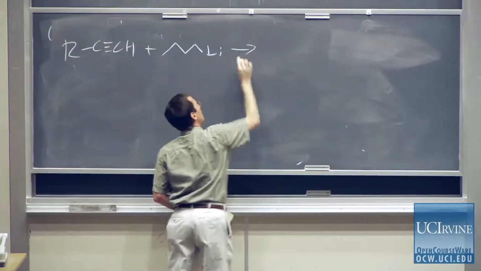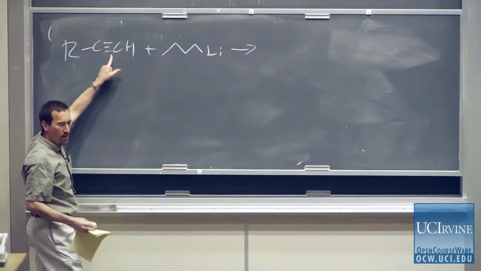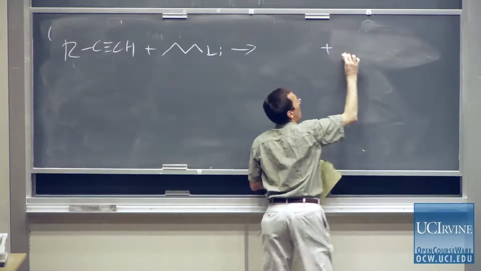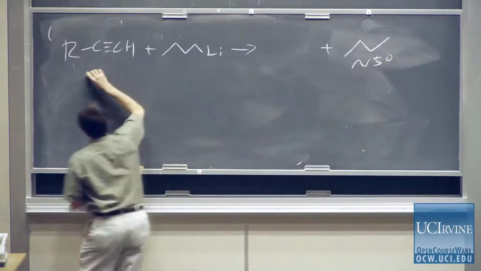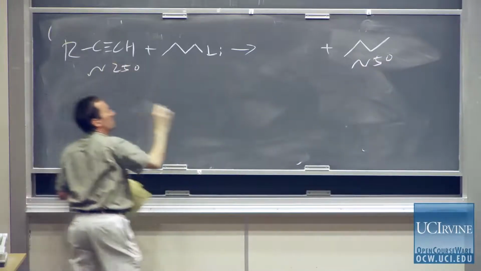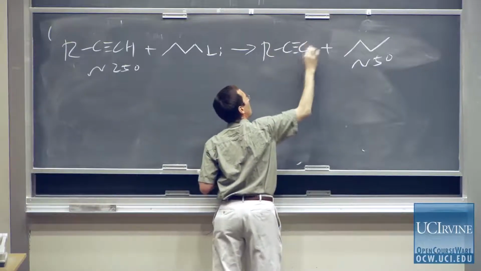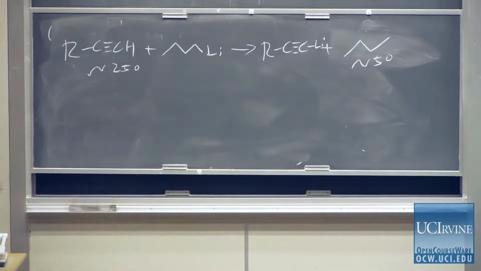Anyway, butyl lithium would react with our alkyne. Remember, our pKa of the alkyne is about 25. Our pKa of butane is about 50. And so it would react again in an acid-base reaction to give now an alkynyl lithium reagent. And so we can use this as well as a way of making anions.